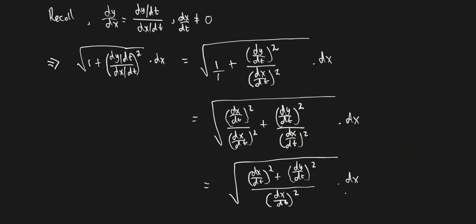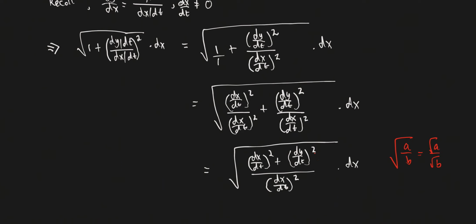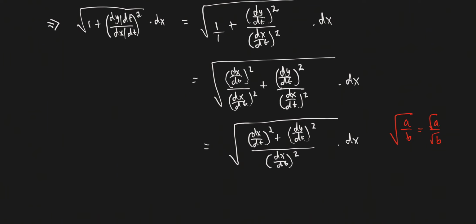Now we're going to use some properties of square roots here. The first one, just as a reminder, is that the square root of a over b is equal to the square root of a divided by the square root of b, provided that b is not 0. And if you notice, we already made that assumption up here, that dx/dt is not equal to 0, so that's good.